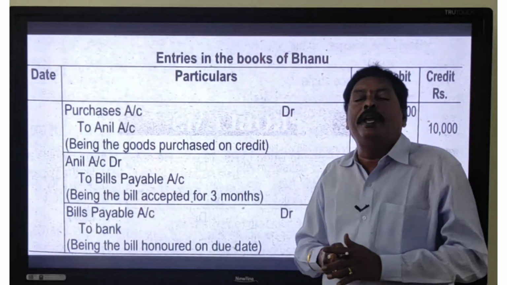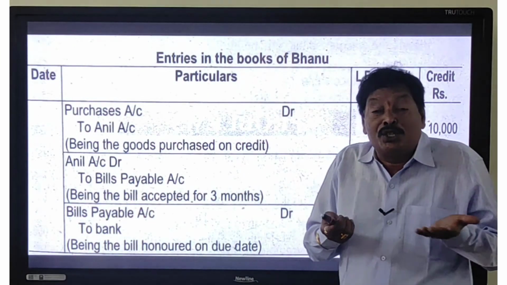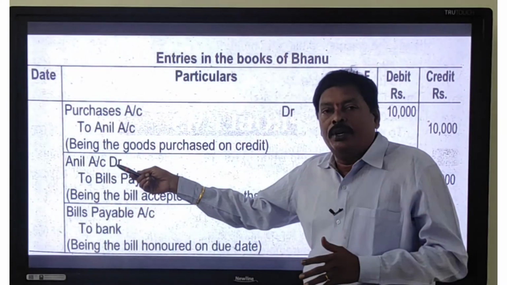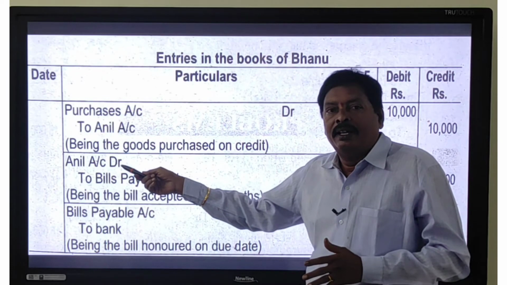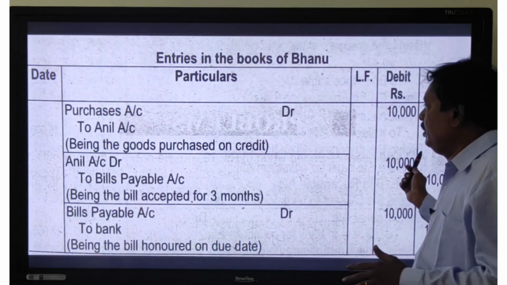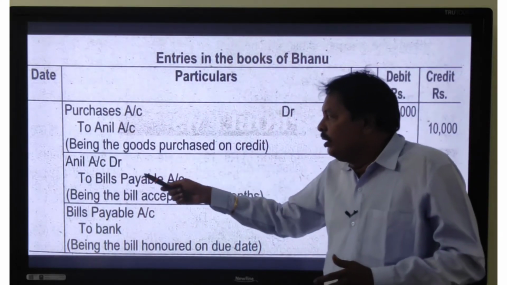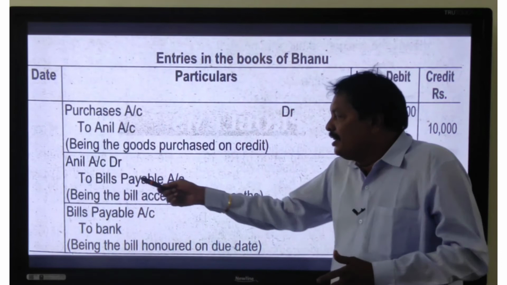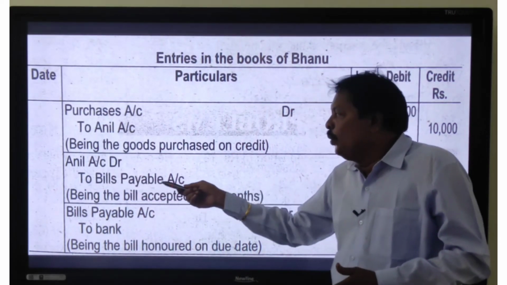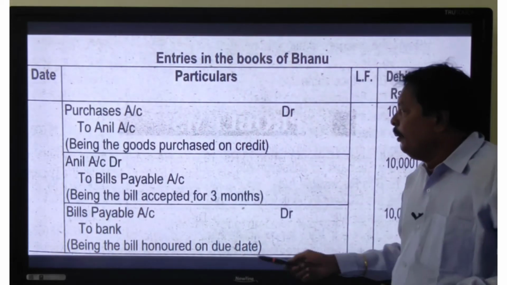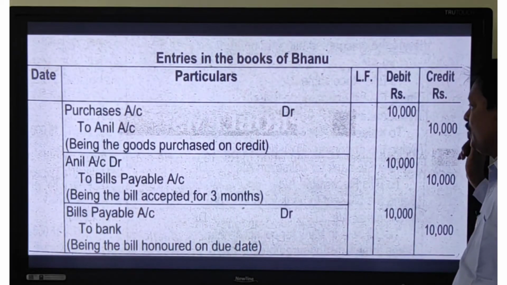All liabilities should be credited. All assets should be debited. Here, Anil is a personal account, debit the receiver, as per the personal account principle. So, Anil account debit, Anil received the bill. We have given the bills payable to Anil. This is the liability, that's why we have to credit. So, the final entry is Anil account debit to bills payable account, being the bill accepted for 3 months 10,000.